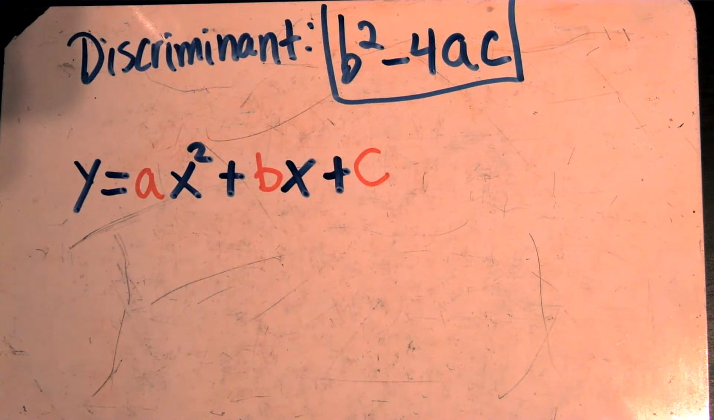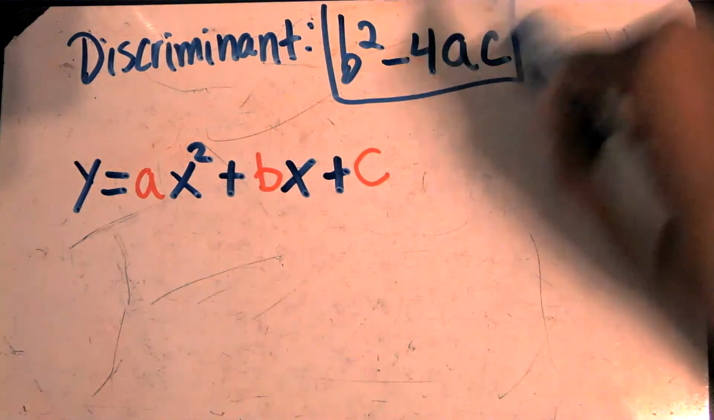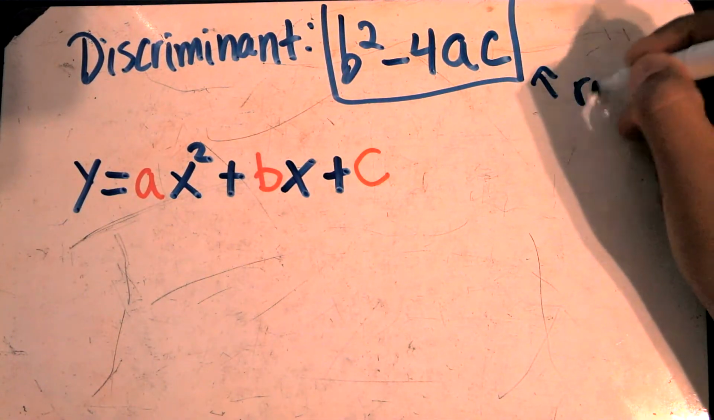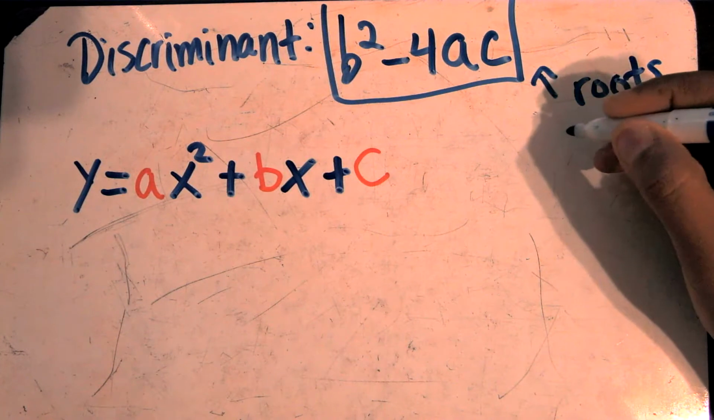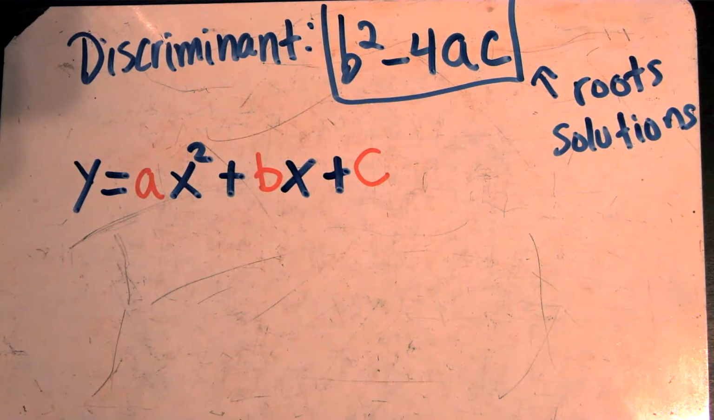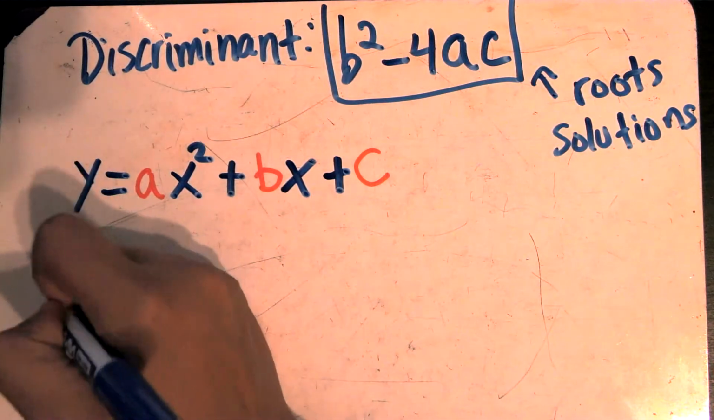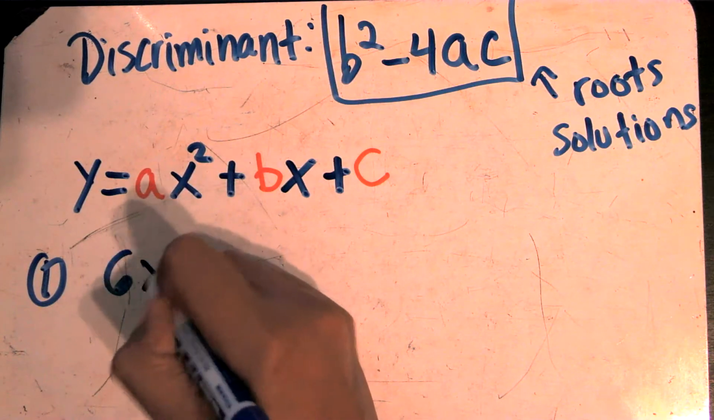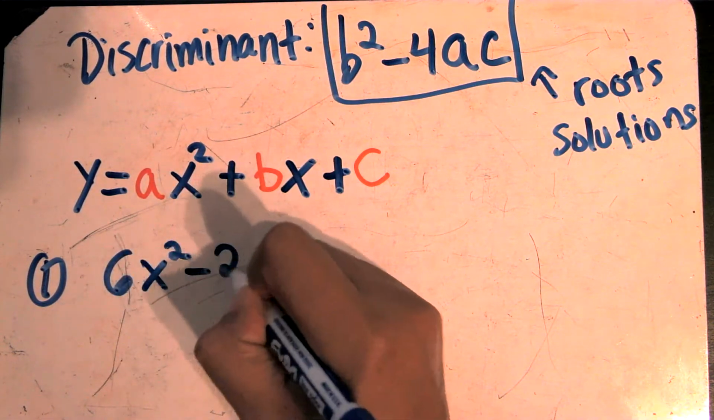Now, when calculating the discriminant of a specific function, we can find out more information about the roots, also called the solutions, of a quadratic function. So first, let's talk about just how to calculate the discriminant. We're going to give an example here. And I can use x, or I can use any letter really to represent the function.